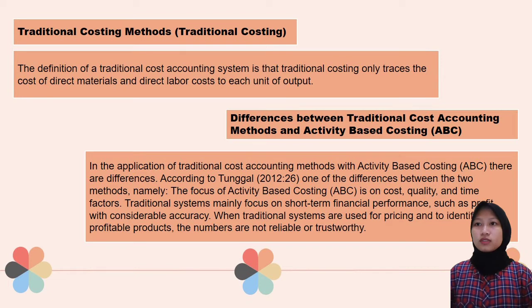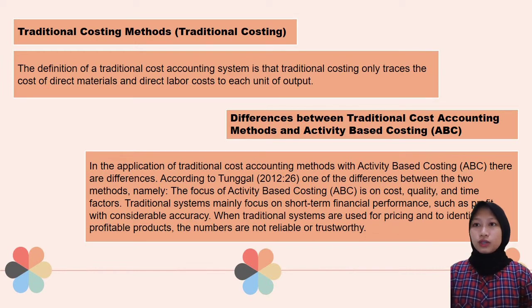Traditional costing methods. The definition of a traditional cost accounting system is that traditional costing only charges the cost of direct materials and direct labor cost to each unit of output.